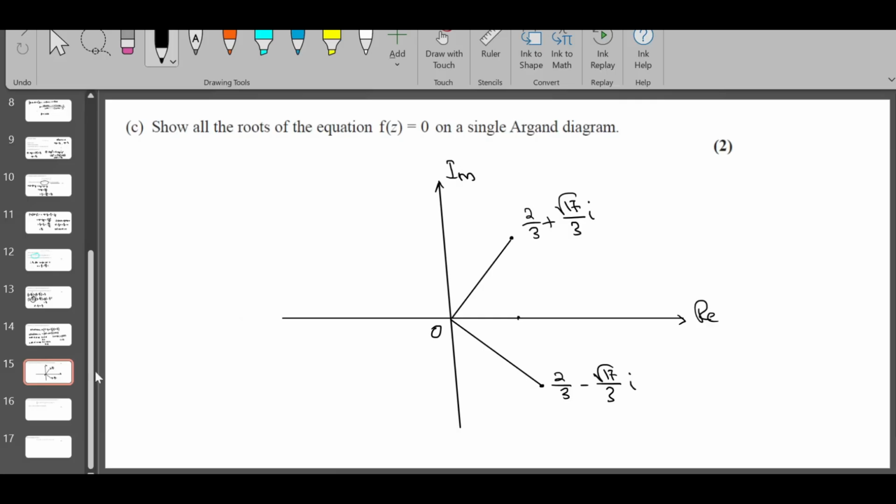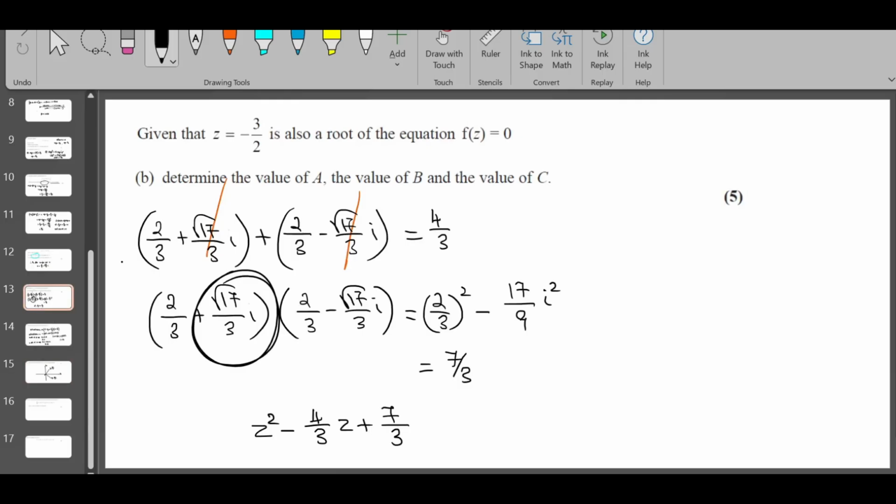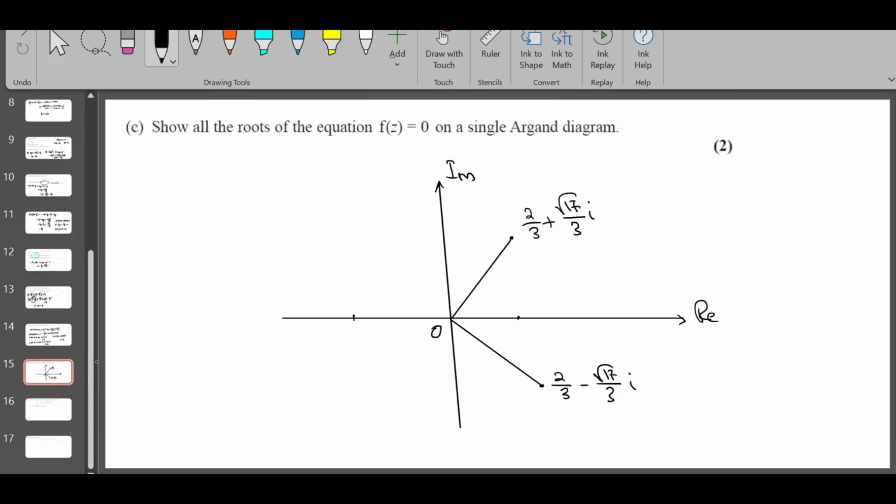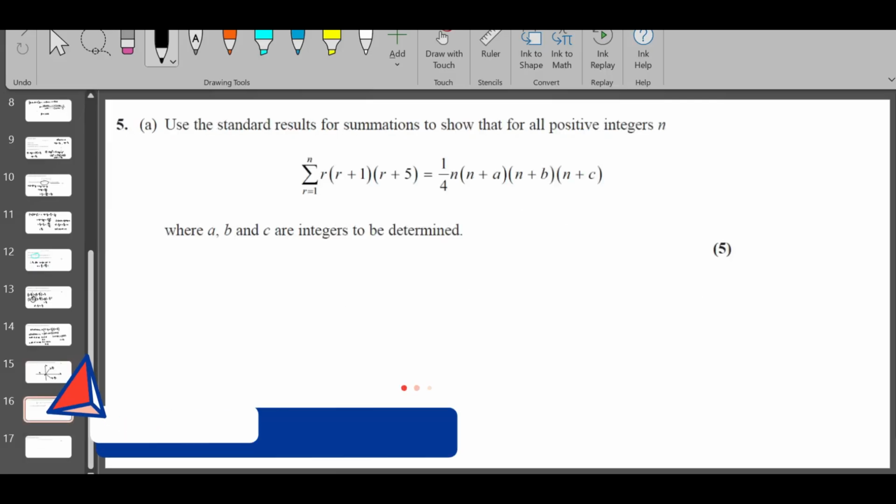And then there is another root here. z is minus 3 over 2. So only the real part, the imaginary part is 0. So it's going to be here, minus 3 over 2. That's all. You'll be given 2 marks for this. Let's move on to question number 5.